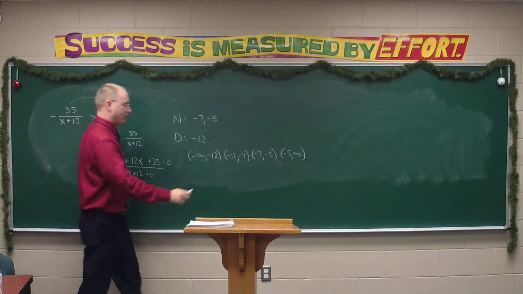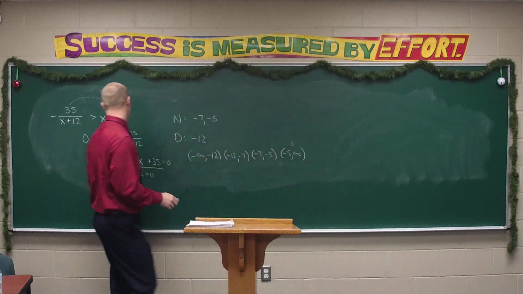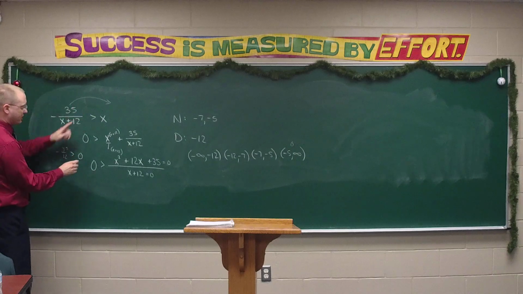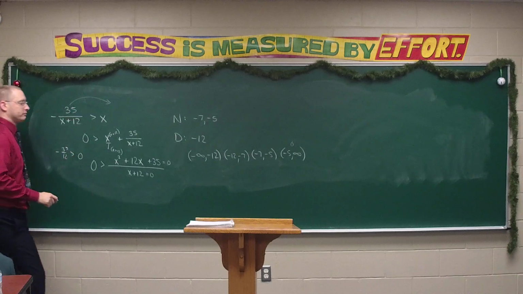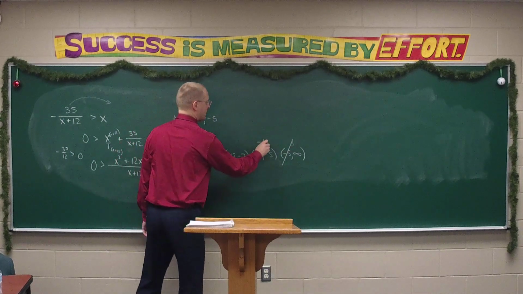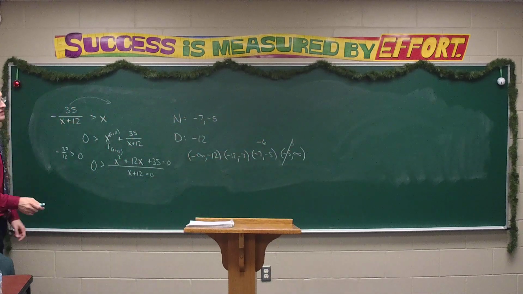I'm going to start here with the 0. And that ends up giving me negative 35 twelfths is greater than 0. Is that true, class? No. All right. Negative 6 is the only integer in that range because you can't use negative 7 or negative 5.